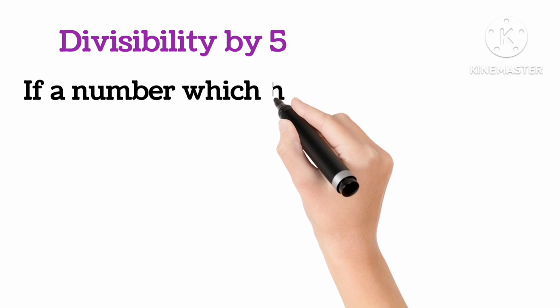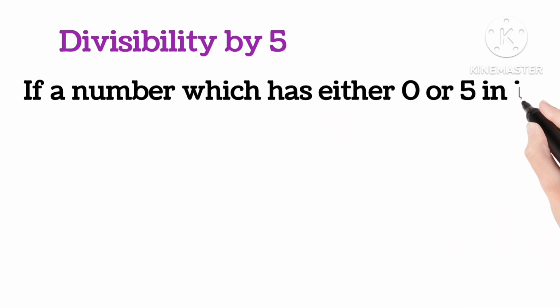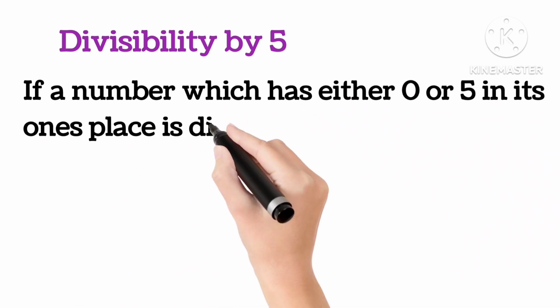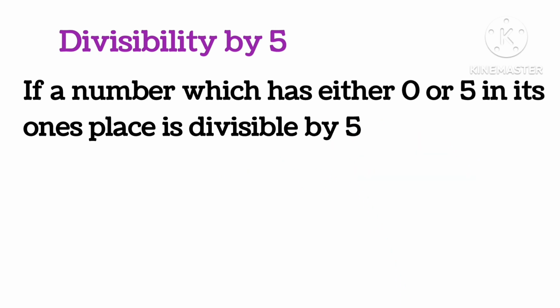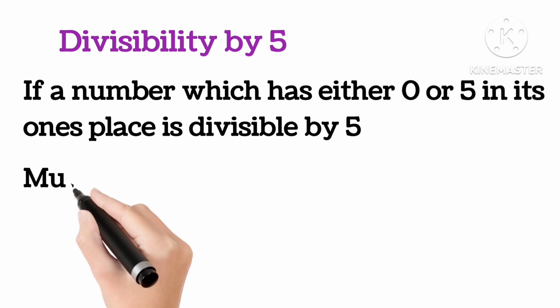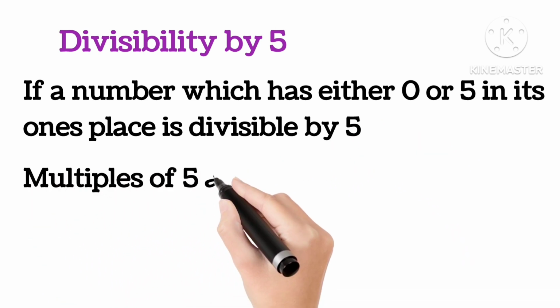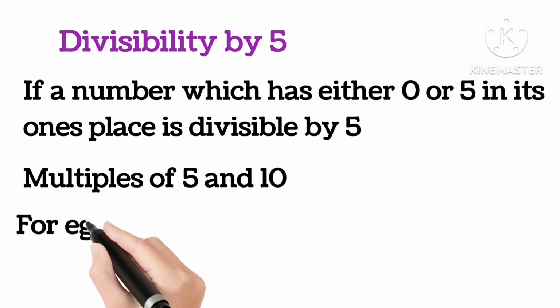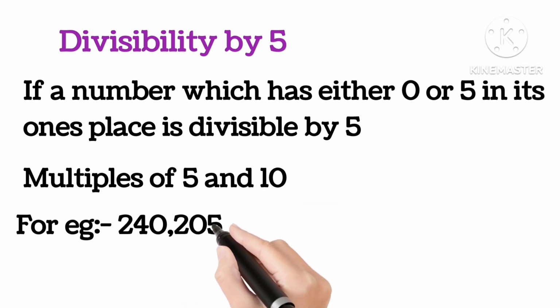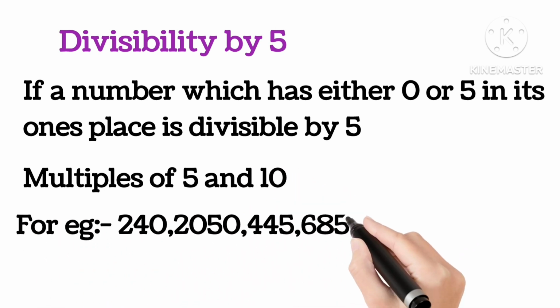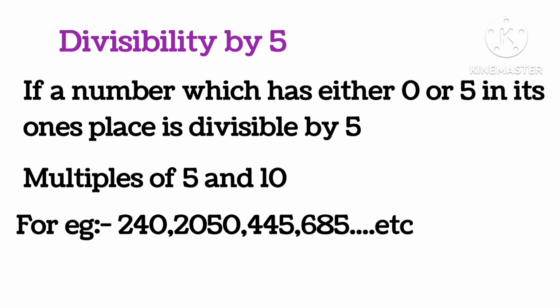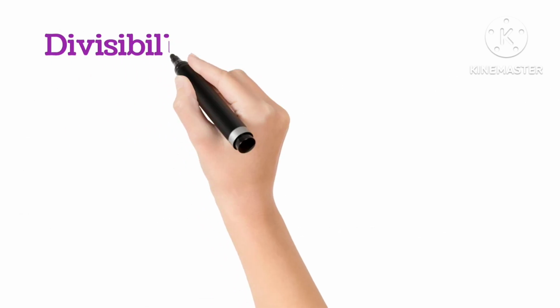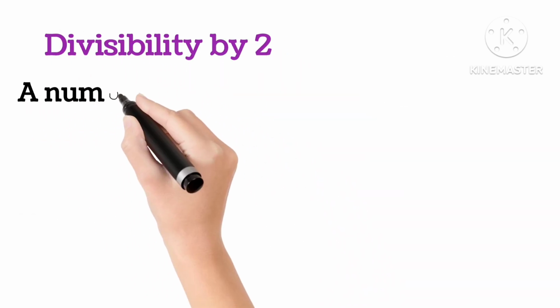Another number, divisibility by 5. If a number has either 0 or 5 in its ones place, it is divisible by 5. Any number which has 0 or 5 in its ones place. All multiples of 5 and 10s, or any other number which has 5 or 0 in its unit place, will be divisible by 5. Let's check the divisibility by another number, which is divisibility by 2.